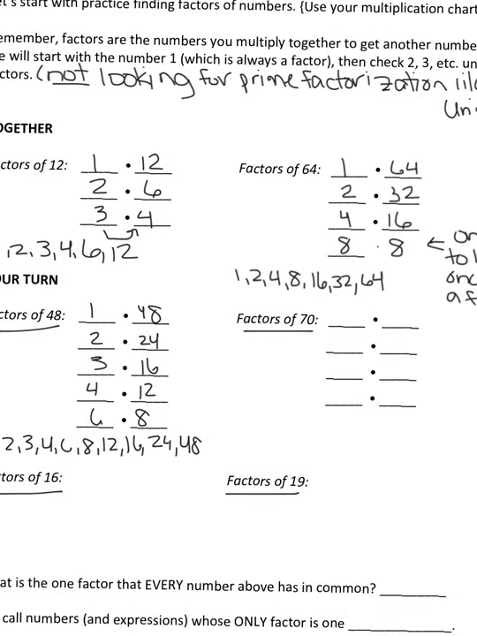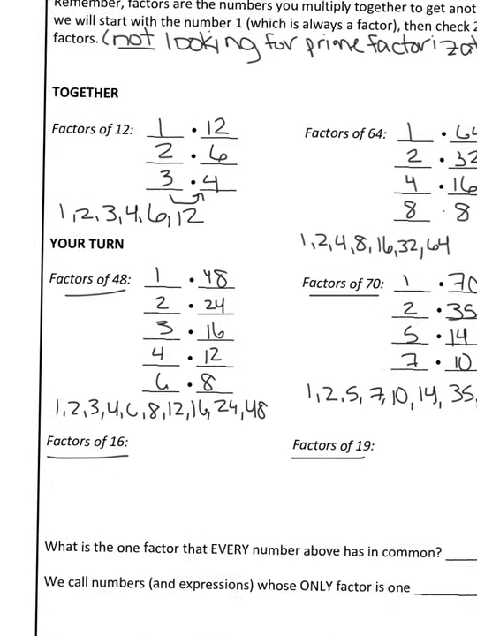For 70 over here, I have 1 times 70. I have 2 times 35. 3 does not go in, 4 does not go in, 5 times 14. 6 does not go in, 7 times 10, right? So 1, 2, 5, 7, 10, 14, 35, and 70. So for those first 2, I gave you how many factors you were looking for.